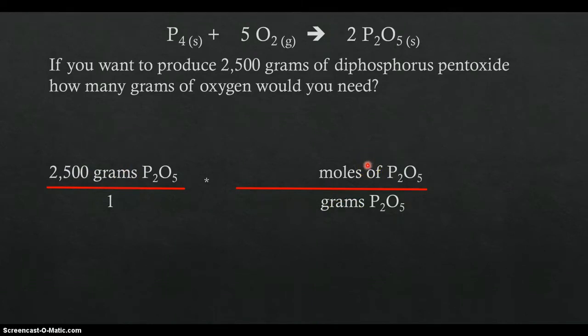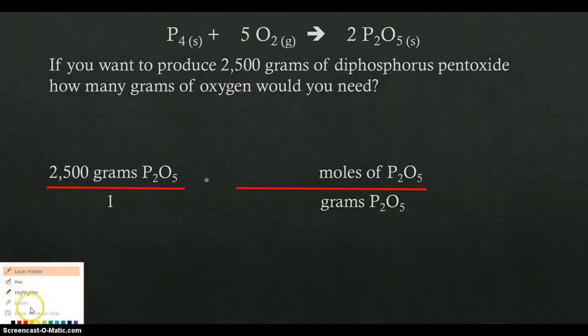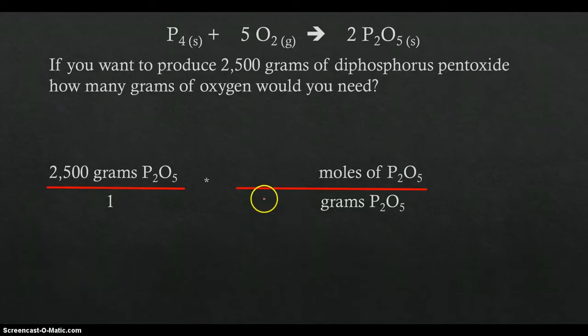And the reason I want to do that, remember, my ultimate goal is to go from diphosphorus pentoxide to grams of oxygen. So the only way to jump from one substance to the other is by going from moles to moles, and I'm not currently in moles, so that's my very first thing that I need to do. And so let's go ahead and take care of that. And so we set this up. Grams are going to cancel out.